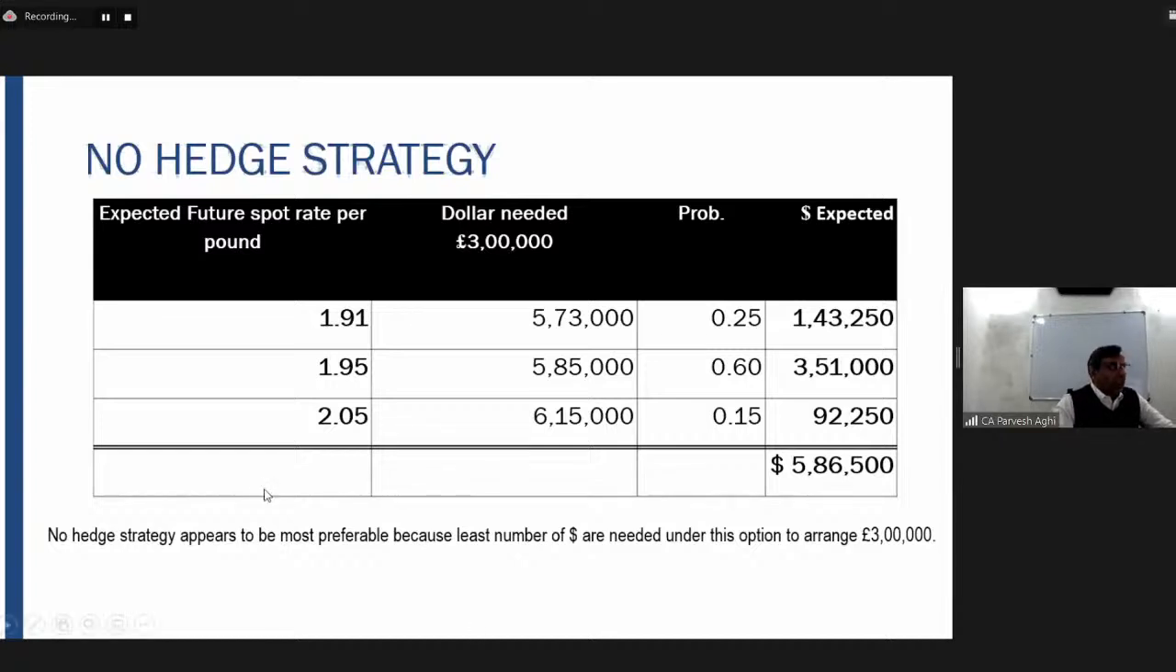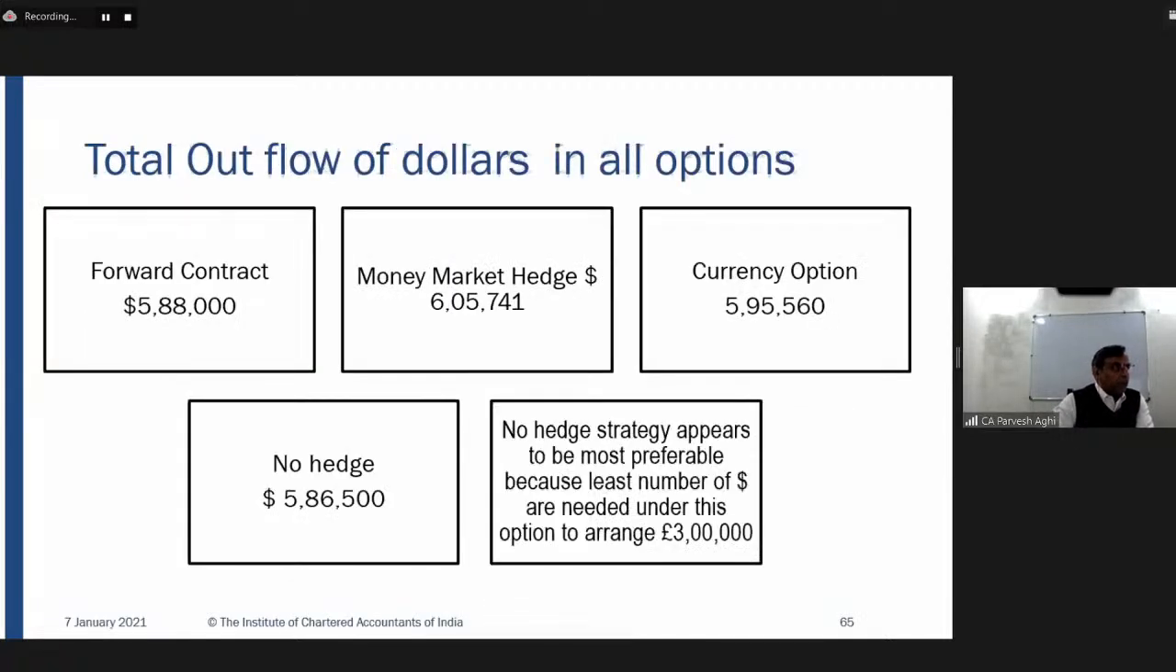If there is no hedge, we'll simply take the expected future spot rate per pound, which is 1.91, 1.95, 2.01. Then dollars multiplied by 3 lakh pounds into 1.91, multiplied by the probability, and we simply add. So we get 5,86,000. Here there is no option. You see what would be the expected rate, what is each probability, and how much money is expected to be paid in dollar terms. So we find it becomes $5,86,000.